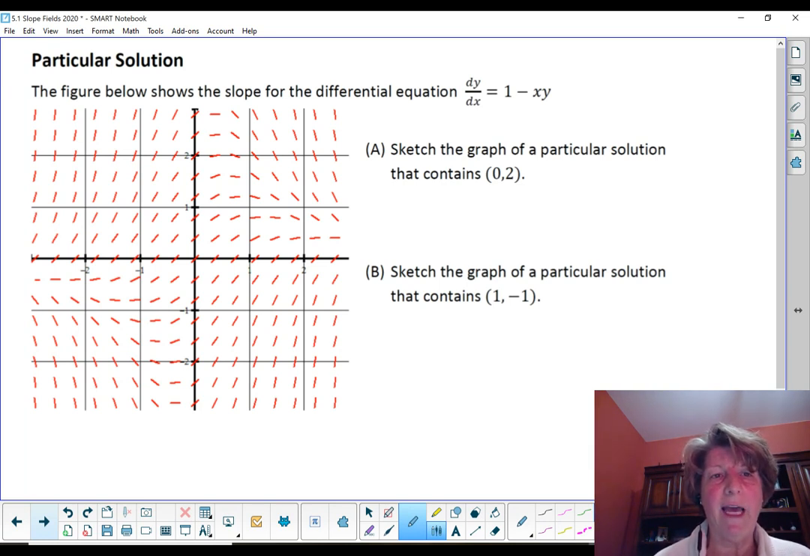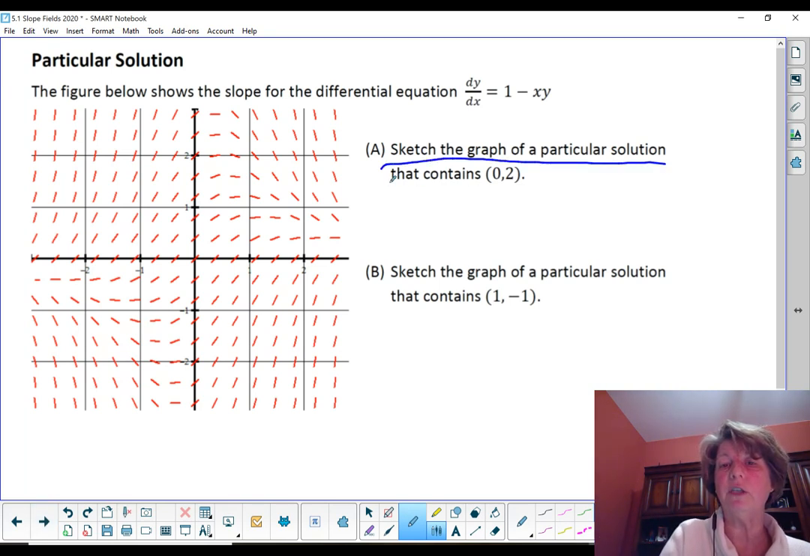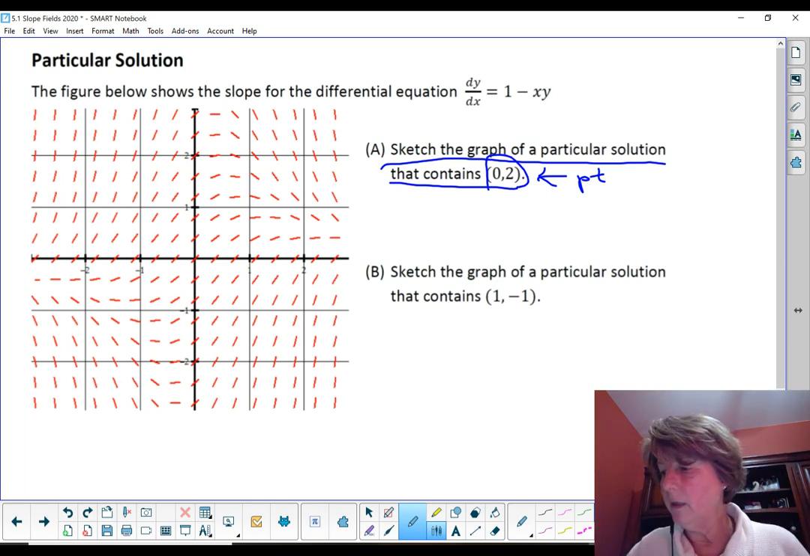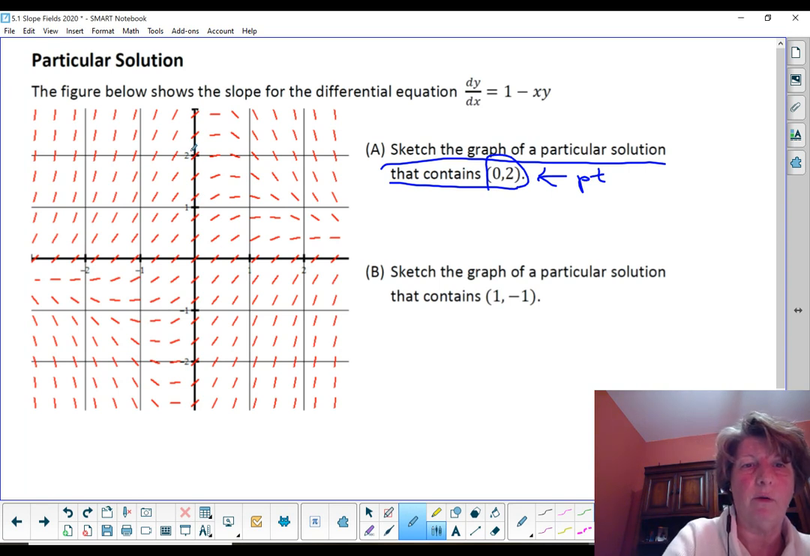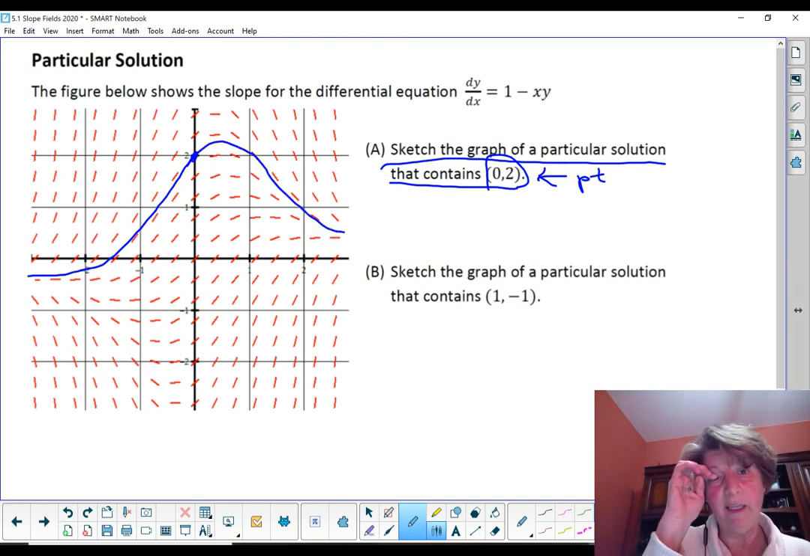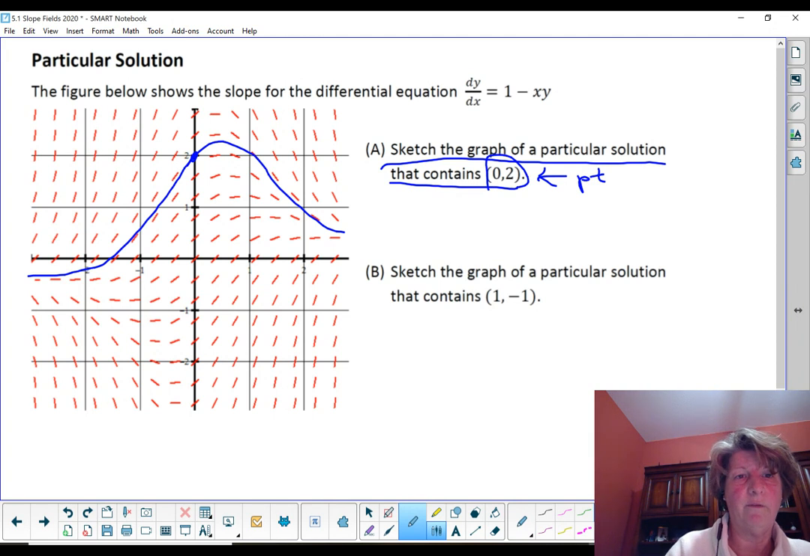All right, the next type of problem that you may see on the AP exam is giving a slope field like we have here, and then it says sketch the graph of the particular solution that contains the point 0, 2. So we know that this is a point, an ordered pair, and we want to make sure that our graph goes through that. So I'm going to first locate 0, 2, and now I'm going to just kind of go with the flow of these slopes and what they're indicating. That would be the solution curve for part A.